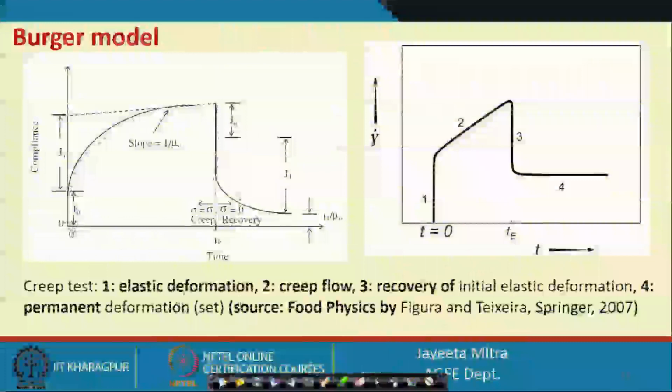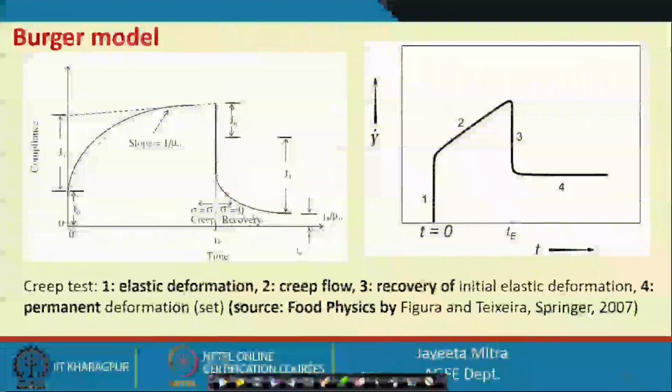initially because of the elastic component J0, and then exponentially because of J1. So, this is the recovery: some part is instant recovery because of the elastic nature, and after the elastic part, because of the Kelvin model, we are getting some exponential decay in the recovery, and some part, which is because of the dashpot, is lost completely.